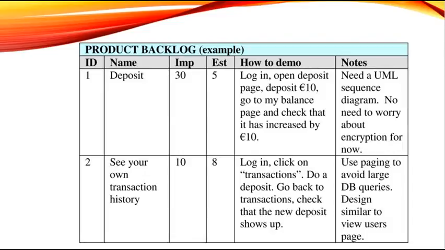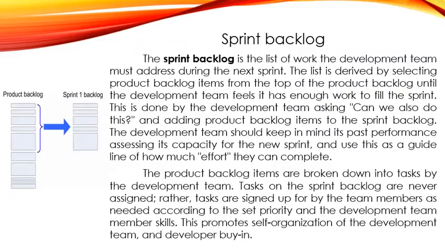Notes. Any other info, references to other sources of info, etc. Normally very brief. Sprint backlog. The sprint backlog is a list of work the development team must address during the next sprint. The list is delivered by selecting product backlog items from the top of the product backlog until the development team feels it has enough work to fill the sprint. This is done by the development team asking, "Can we also do this?" and adding product backlog items to the sprint backlog.